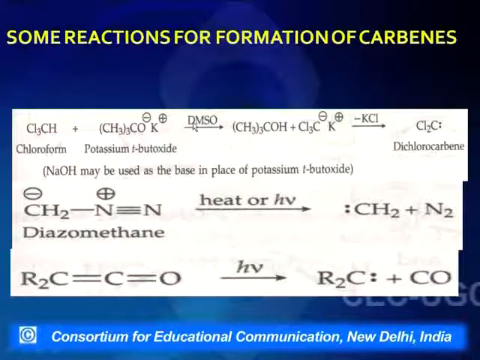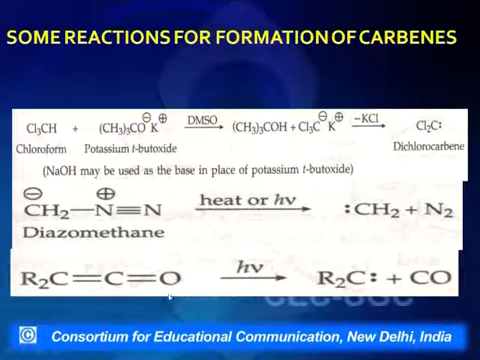Now the question comes: carbenes are very, very reactive intermediates and we cannot isolate them. Where and how are they formed? We can have a dichlorocarbene, which is formed when chloroform reacts with potassium butoxide. Secondly, if we heat diazomethane, that is, we need high temperature or photolysis, it will break and we will get nitrogen, and again we will get here a methylene carbene.